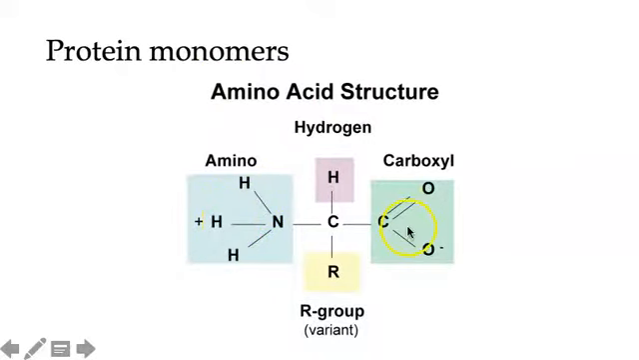So that's an amino acid. And then the other part of a monomer, which is called an amino acid, is this R group. And the R group is a way of representing a whole bunch of different groups.